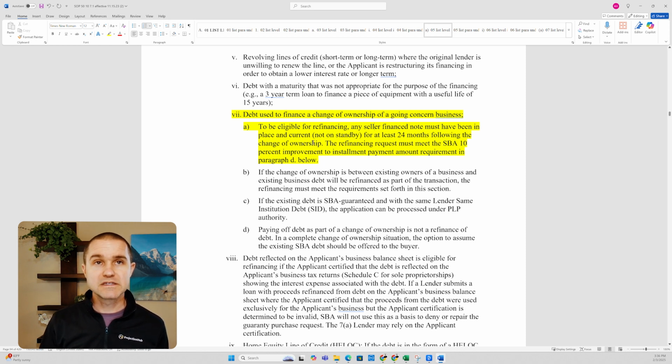So the key things here, it needs to be in place for 24 months. So you need to have acquired the business and then have a 24-month loan where you're making regular payments on that loan for 24 months. It can't be on standby, meaning you have to be making interest and principal payments each month for those 24 months. And you have to be current on that. And then the refinancing request must meet the SBA 10% improvement to installment payment amount requirement in this below paragraph.